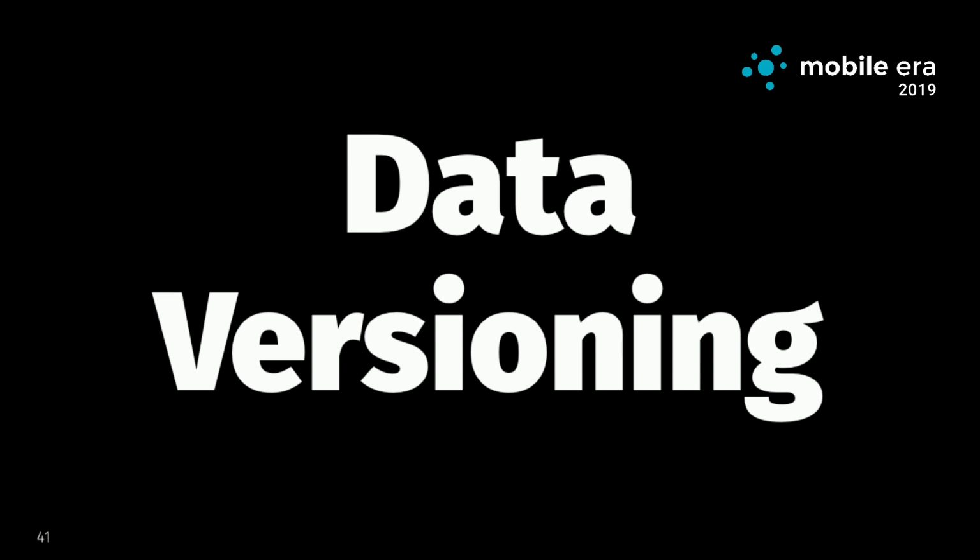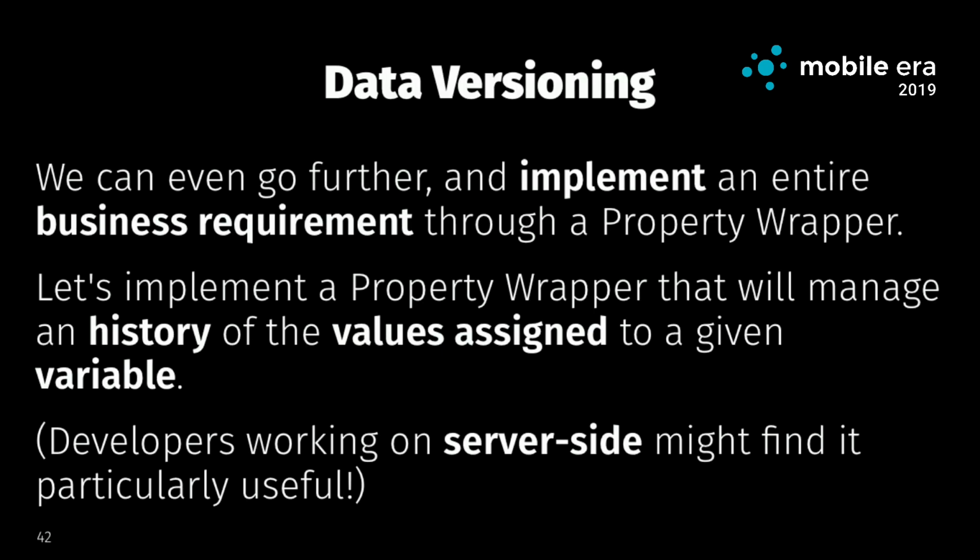But we can also look at some use cases that have a little bit more of a business logic. So we are going to look at, for instance, data versioning. So what we want to do this time, we are going to implement a business requirement for a property wrapper. And what we want is to have a property wrapper that is going to manage a history of the values that have been assigned to a variable.